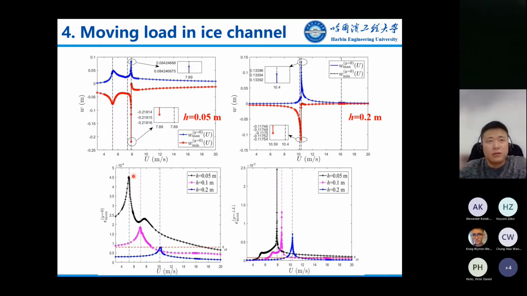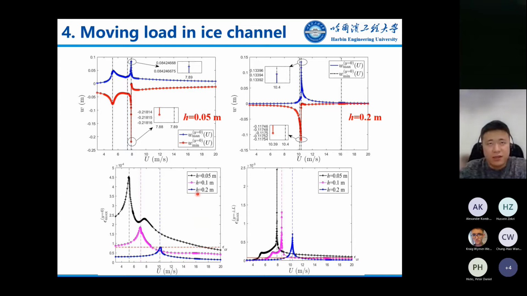The maximum strain along the center of the channel, varying with the load speed, and the maximum strain along the channel walls, varying with the load speed, are also presented. We can see here that for thicker ice, the maximum strain is smaller. Here the dashed line represents the yield strain of the ice sheet.